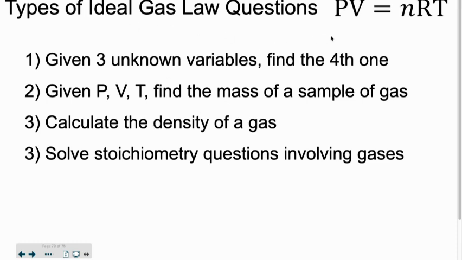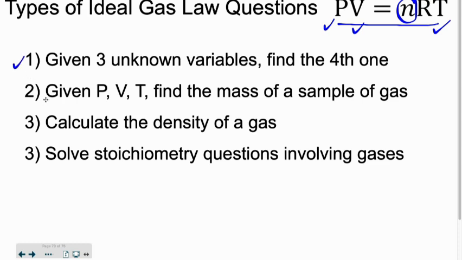Types of ideal gas law questions that you will typically get. If I'm looking at this equation here, you can get a question where you're given three of the unknown variables and you're asked to find the fourth one. So, for example, I can give you the pressure, the volume, and the temperature, and I can ask you to find the number of moles. R is a constant, so it doesn't hurt to memorize that number.